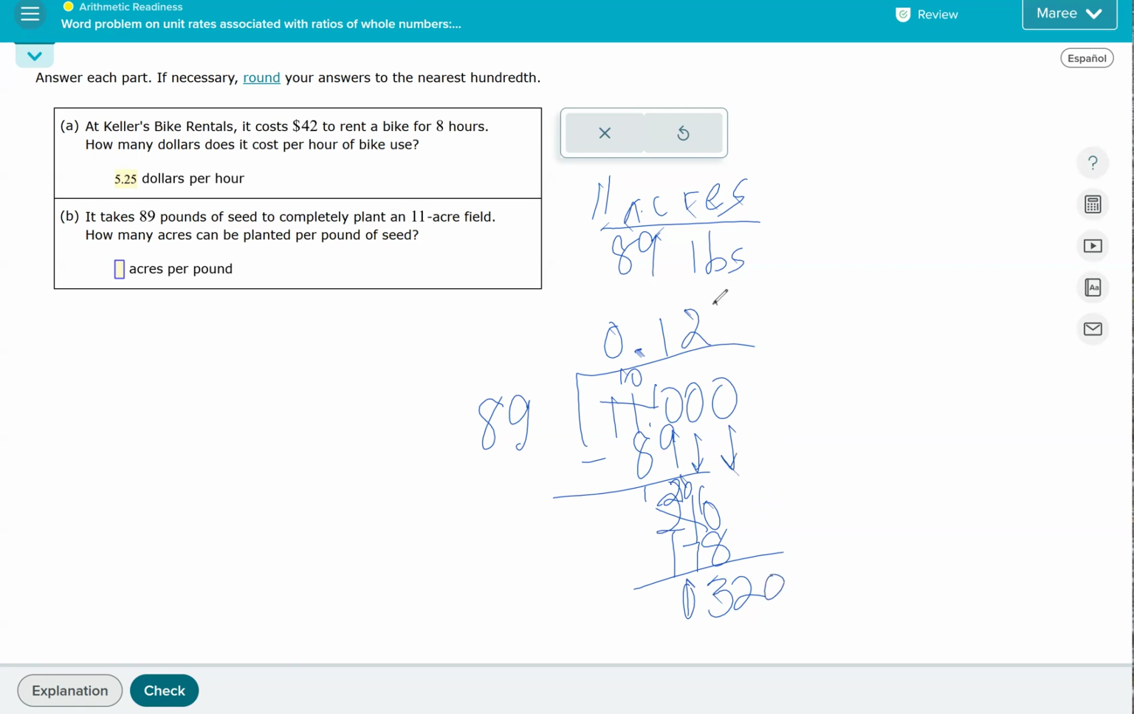320. I'm going to say it's probably 3. If it goes in 4 times, then we still would keep it at 0.12. So we could stop there, or we can go ahead and do 89 times 3. 24, 267. Could we fit another 89 in there? Let's just try. 8 plus 7 is 15. No, we couldn't. So the 3 just tells us to leave the 2 the same. So our answer is 0.12.